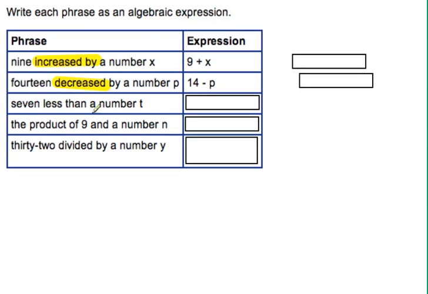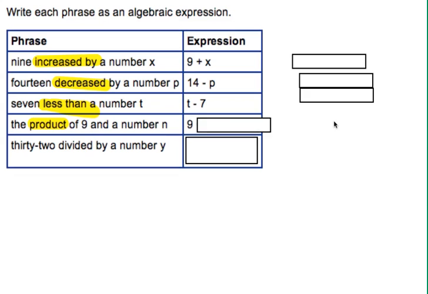7 less than a number. Remember, whenever you do less than, it tells us we have to change the order. We have to have the number before we have 7 less than it. So this expression is going to give us t minus 7. Be really, really careful with these situations. Product is the key word in the next one. It tells us to multiply 9 times the number n, 9n. Remember, the number usually goes in front of the variable.